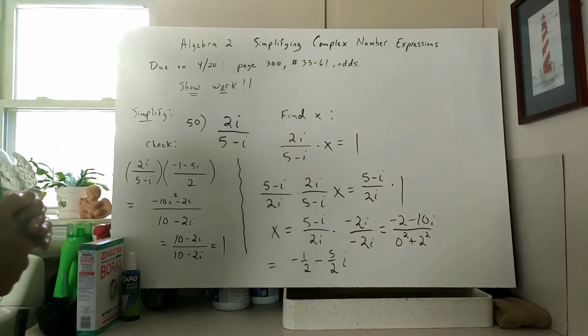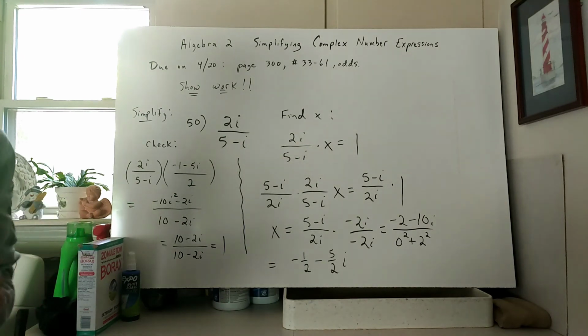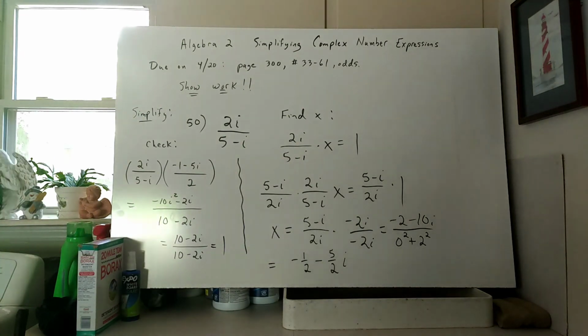So that's how we do the last batch of problems. That will take you almost to number 61, through number 55. You will be finding the inverse of complex numbers, and then from 57 to 61 odds, you're back to doing the same kind of thing we did with the first problem.